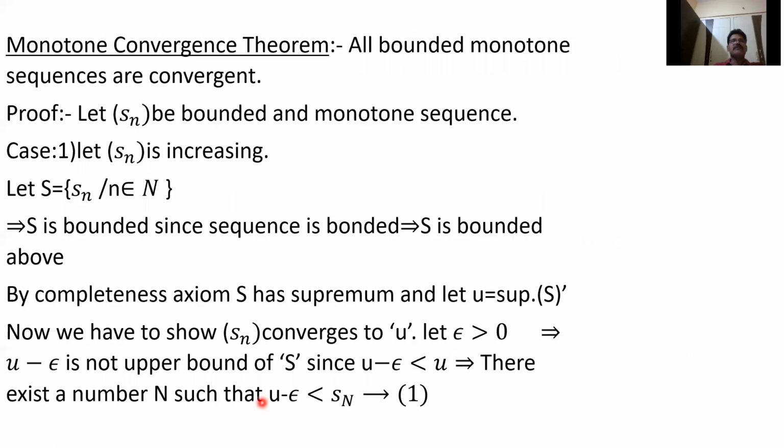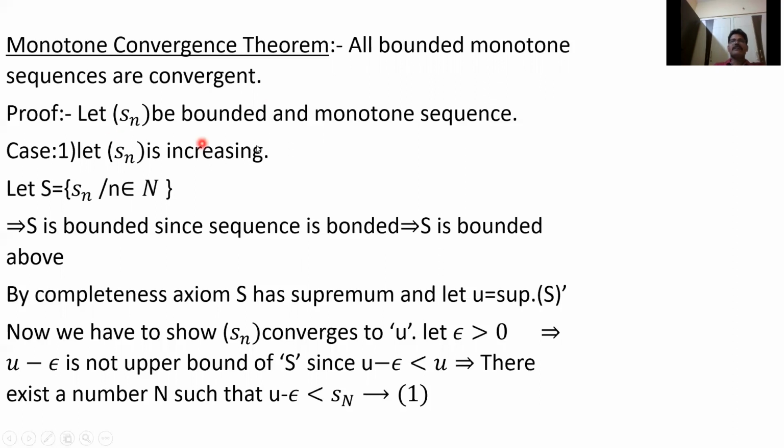So what is the statement? Monotone convergence: all bounded monotone sequences are convergent. That means every bounded monotonic sequence is convergent. This is the statement of the monotone convergence theorem. That means a monotonic sequence is convergent when it is bounded. So how can we prove it?